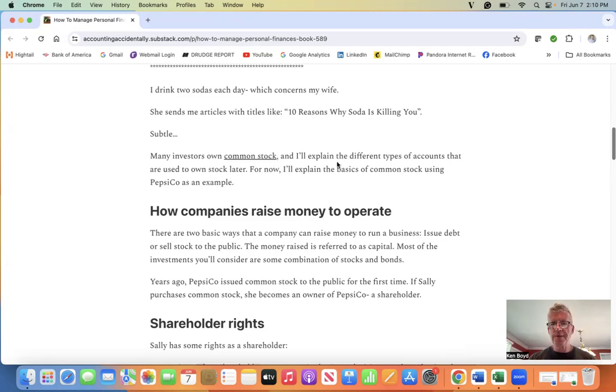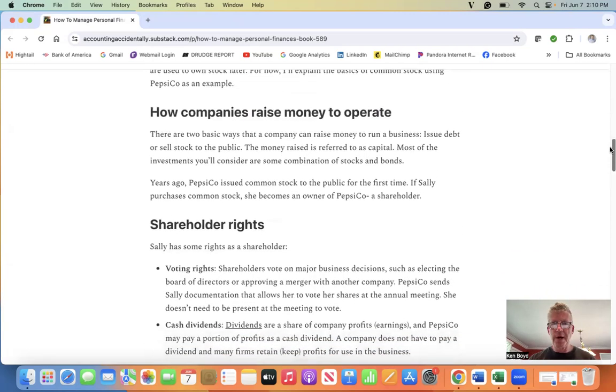Many investors own common stock, and I'll explain the different types of stock and the different types of accounts that are used to own stock later, because you can buy them in different forms. Maybe a retirement plan, maybe not. For now, I'll explain the basics of common stock using PepsiCo as an example.